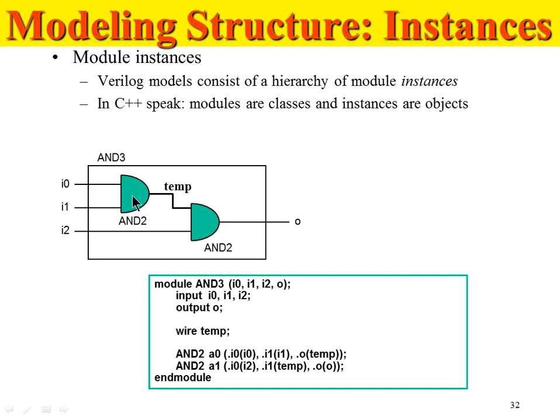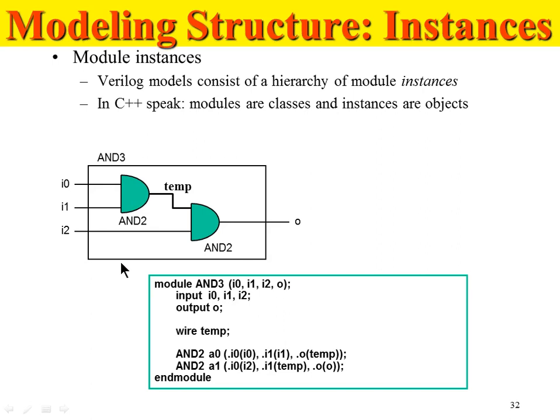Using two two-input AND gates, I can create a three-input AND gate. That is where the hardware design concept comes in. We'll see how it is working. These are two-input AND gates. The first two-input AND gate has two inputs, I0 and I1, and its output is connected to a wire called temp. We'll see what that means shortly. This output is connected to the first input of the second AND gate. The second input of the second AND gate is connected to the top level I2 input, and the final output is generated here. So using two-input AND gates, I'm creating a three-input AND.